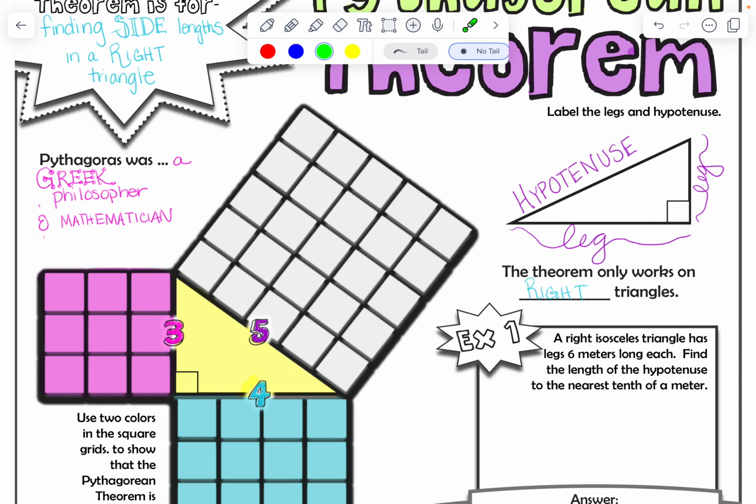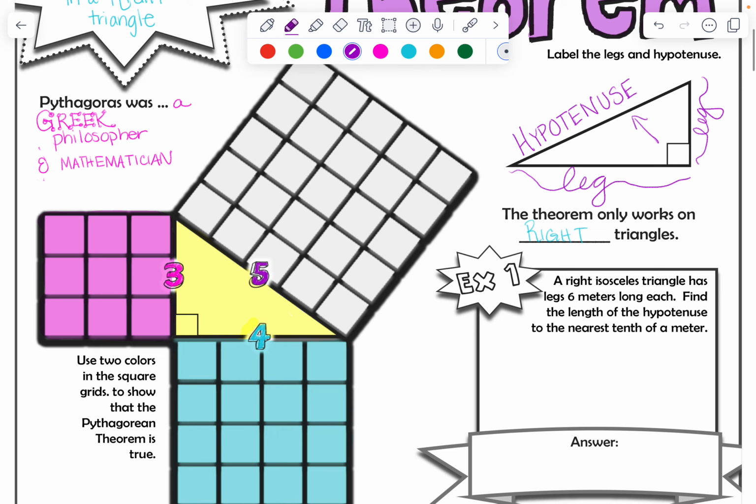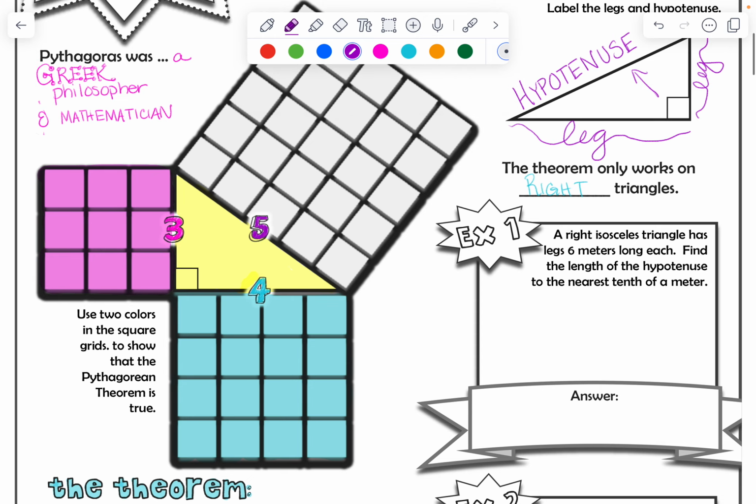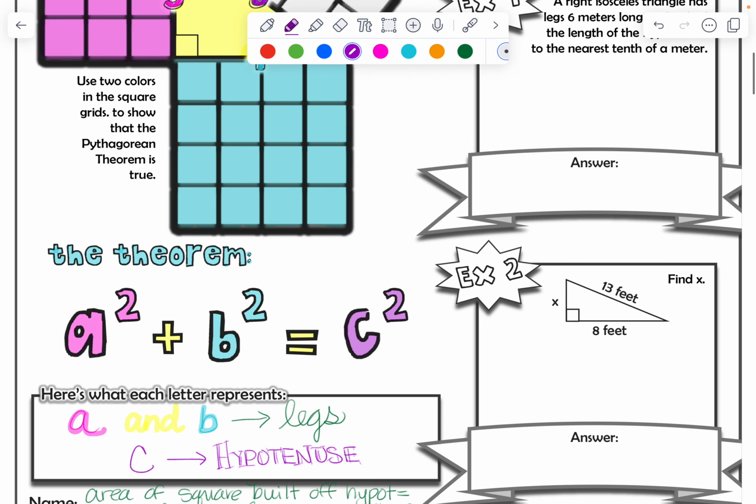And so what we're going to look at is how those side lengths are all related and then how we get the Pythagorean theorem. So the Pythagorean theorem says that a squared plus b squared equals c squared, where a and b are going to represent the legs, and c is going to represent the hypotenuse. So what this means is that the area of the square built off of the hypotenuse is going to equal the sum of the areas of the squares built off the legs.